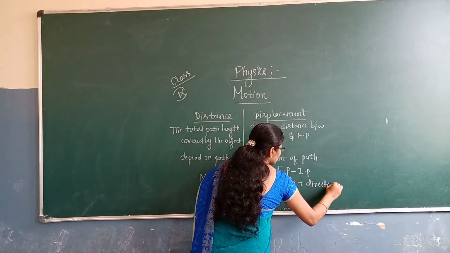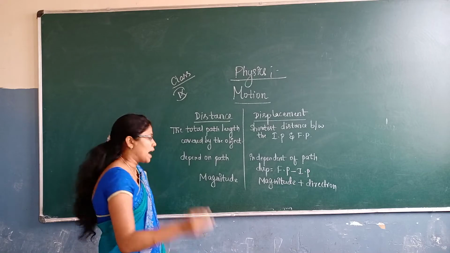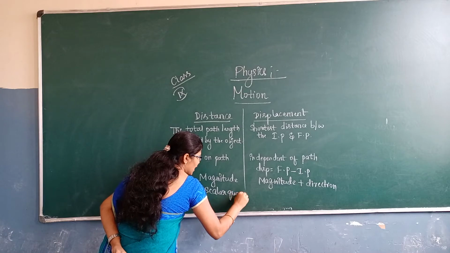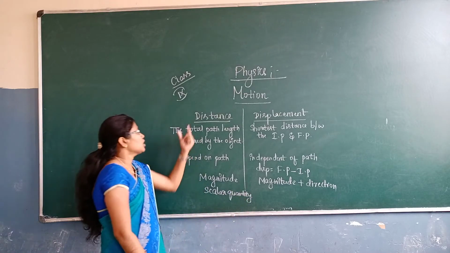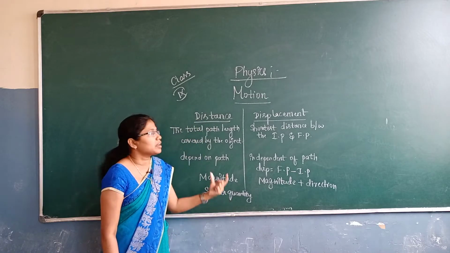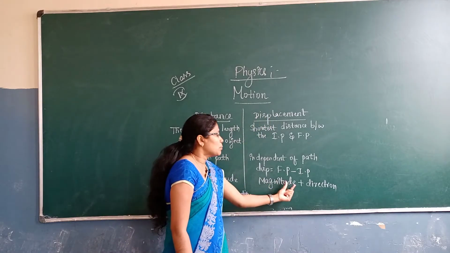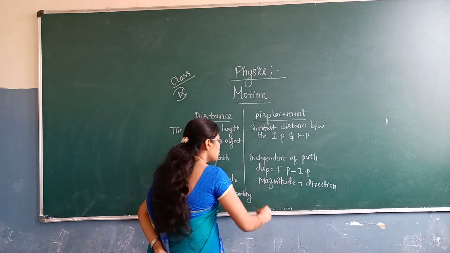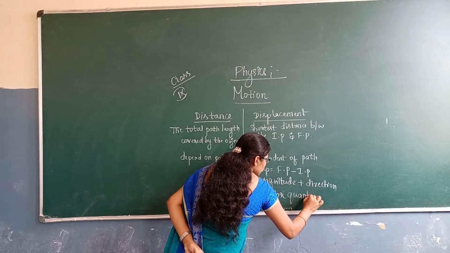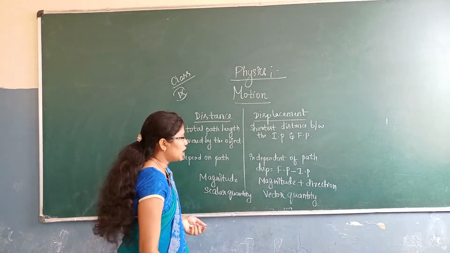A physical quantity which has only magnitude is called a scalar quantity. Because distance has only magnitude, we call distance a scalar quantity, and displacement is a vector quantity.